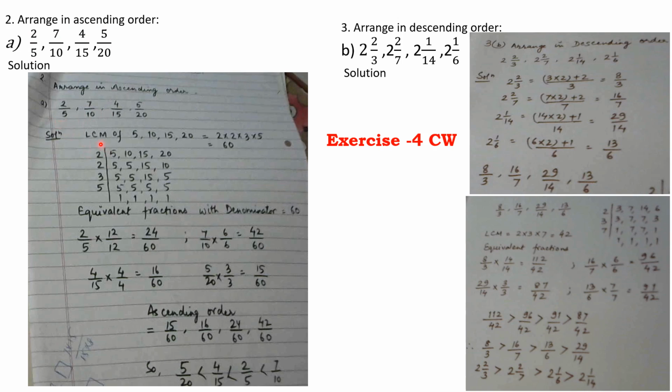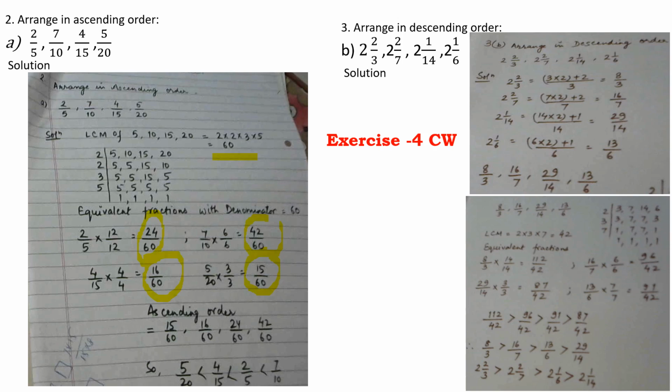The LCM of 5, 10, 15 and 20 is 60. Isn't it? Now with 60, you have to make all the denominators 60. So 2 by 5 will be 24 by 60, 7 by 10 will be 42 by 60, 4 by 15 will be 16 by 60, and 5 by 20 will be 15 by 60.